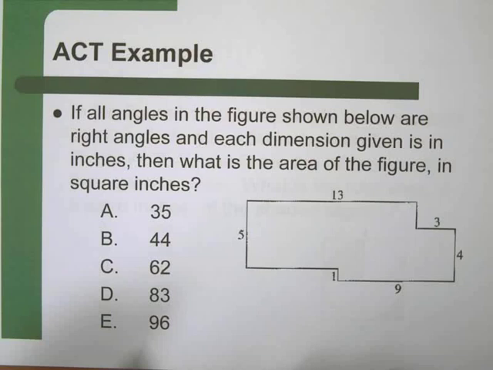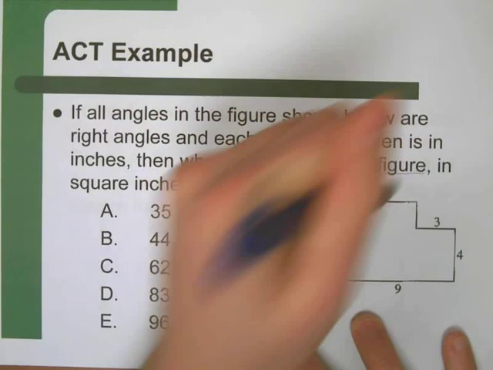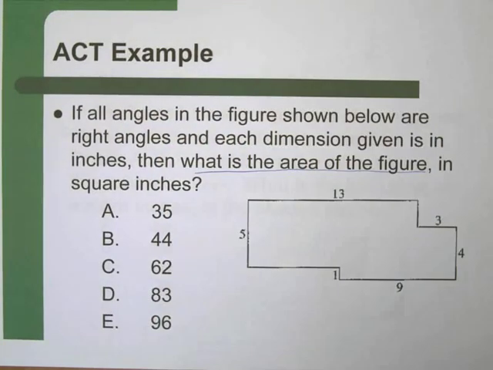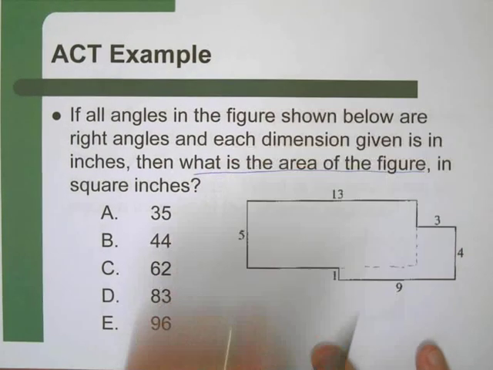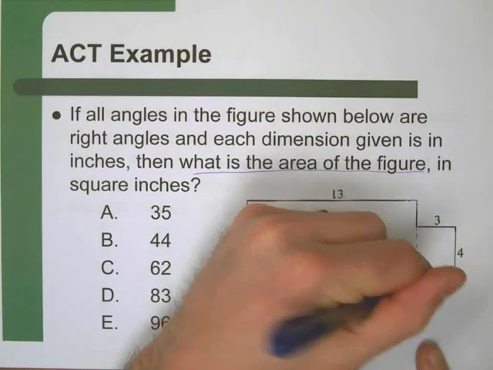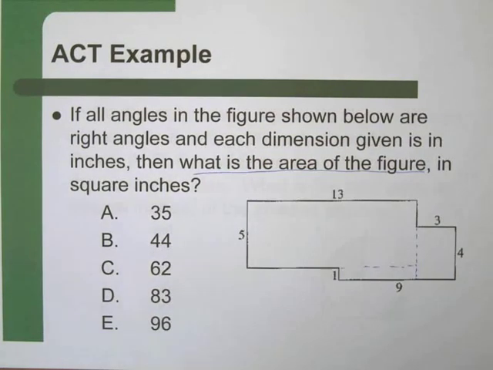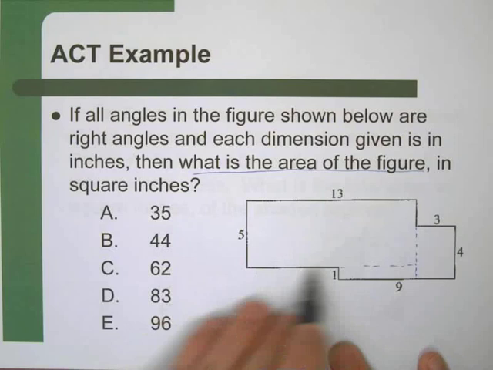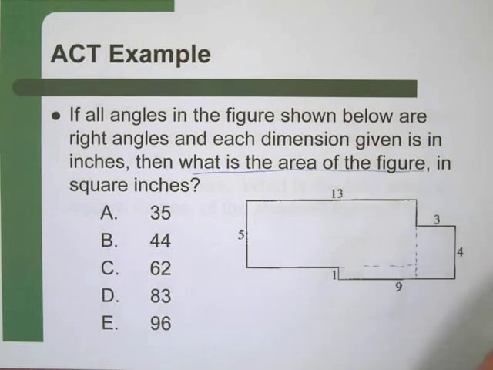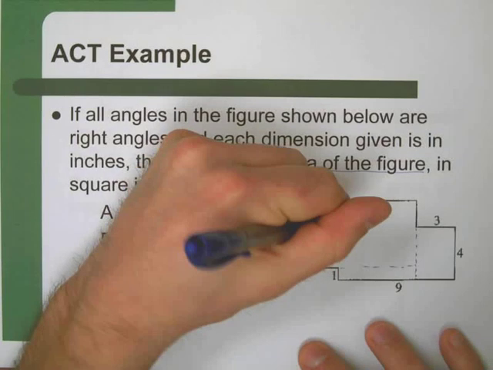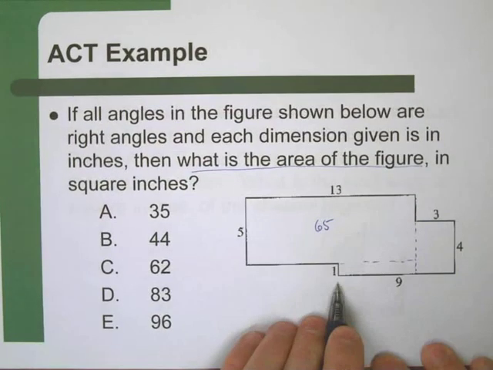Here's an example. What is the area of this figure in square inches? So there's a couple of ways to do this problem. I think the easiest way is just to look at it this way. Ready? Let's break this up into 3 shapes. This would be a 5 by 13 rectangle. Okay? And if you take 5 times 13, you get 65.